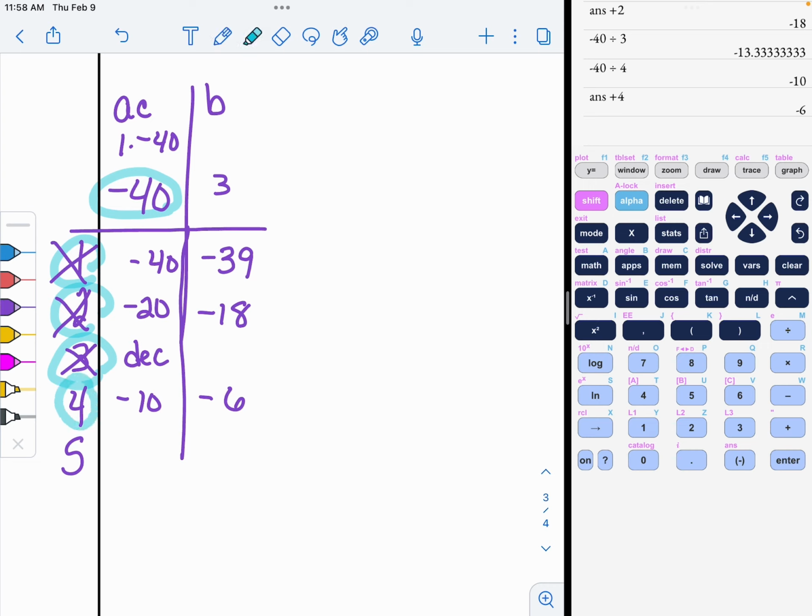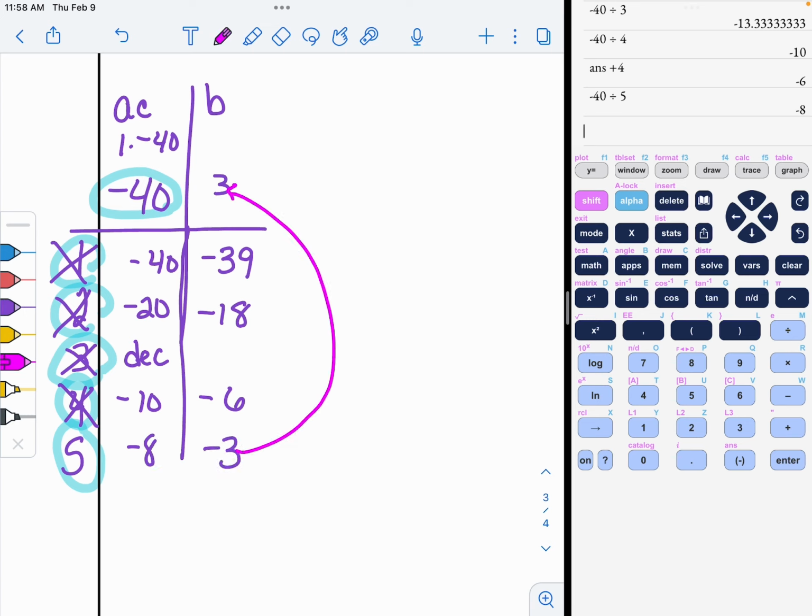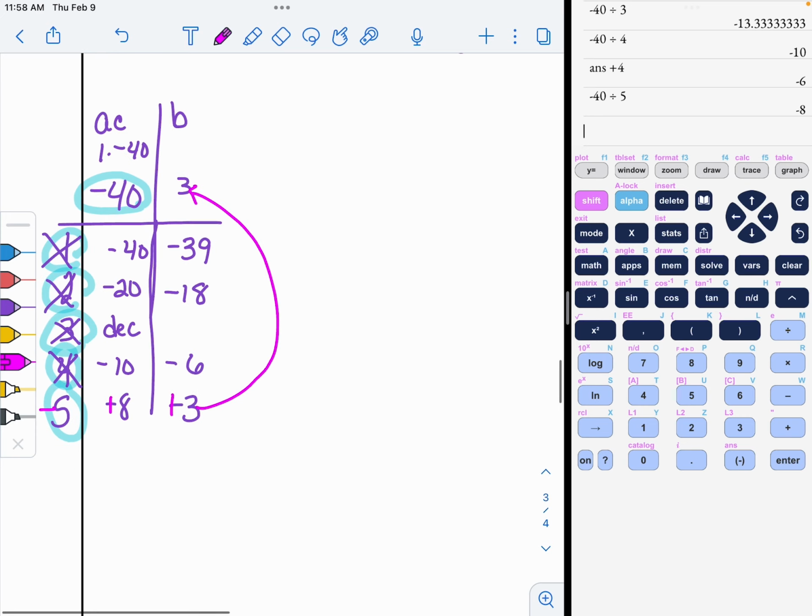Negative 40 divided by 5 is negative 8. Add those. Negative 3. We got it. All we need to do, because we want a positive 3, is switch, switch, and switch. Let's go to our box.